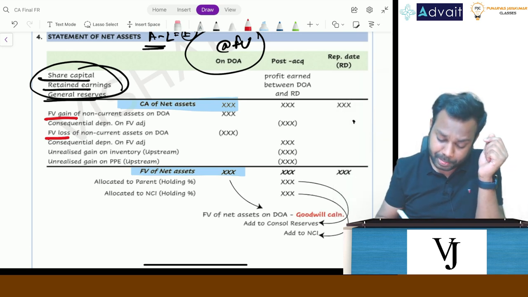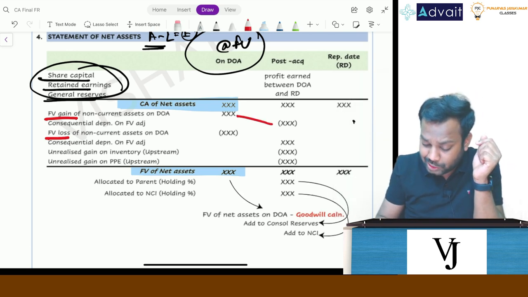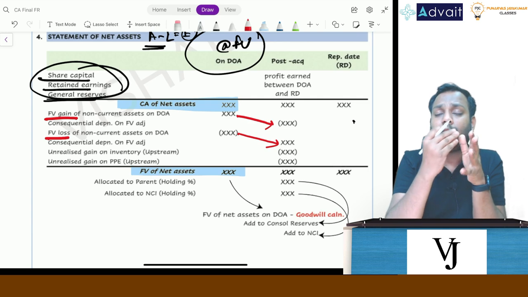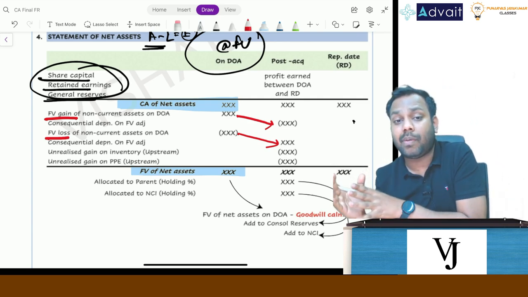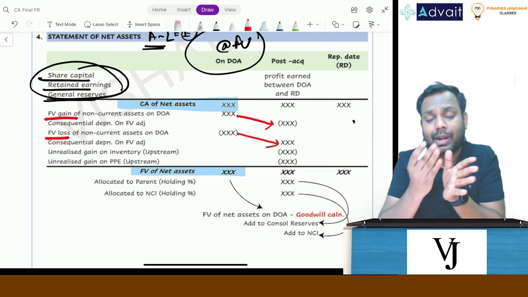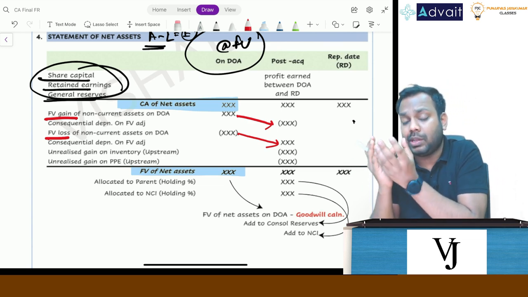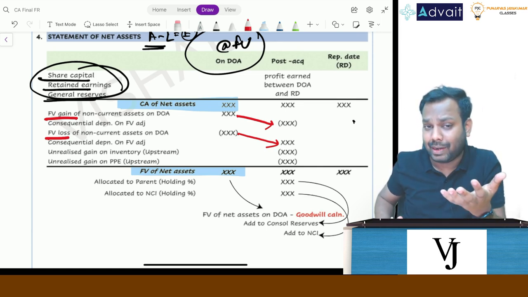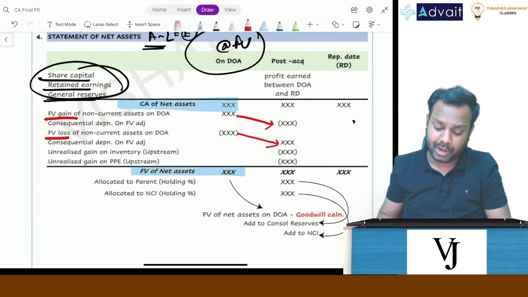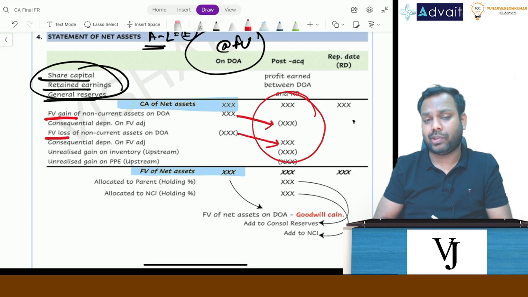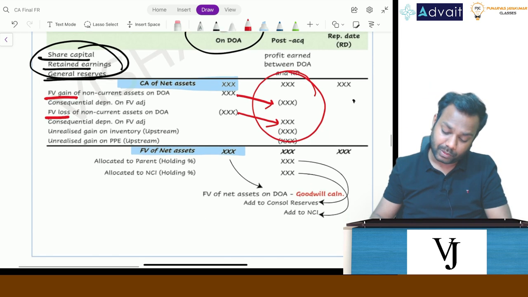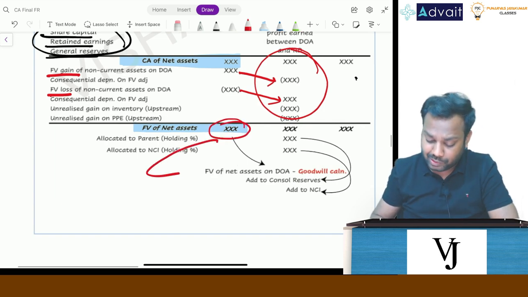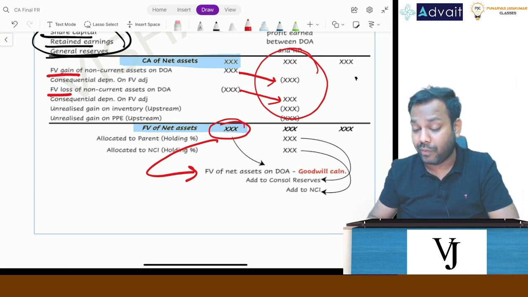Now if it is a fair value gain, you have to give a consequential impact. If it is a fair value loss, again it will have a consequential impact, right? So fair value gain on non-current assets will have a consequential impact in the form of excess depreciation. Fair value loss on non-current assets will have a consequential impact in the form of shortfall of depreciation. Okay, now fair value gain or loss on current assets will again have a consequential impact on the post acquisition period. So the consequential impact will be in the post acquisition period. Okay, now what will happen? After arriving at the fair value of the net assets on the date of acquisition, this value will be helpful in calculating the goodwill.